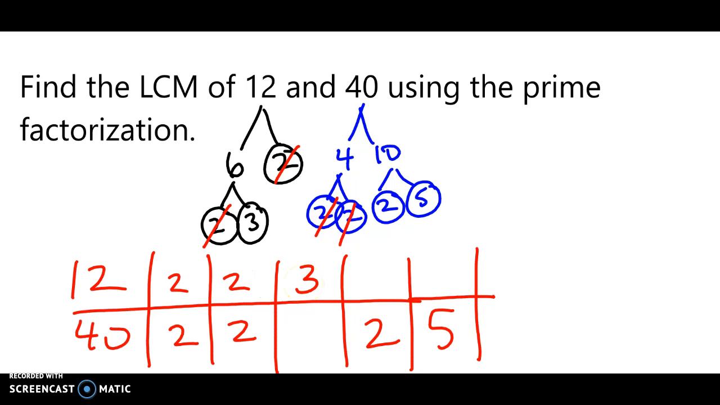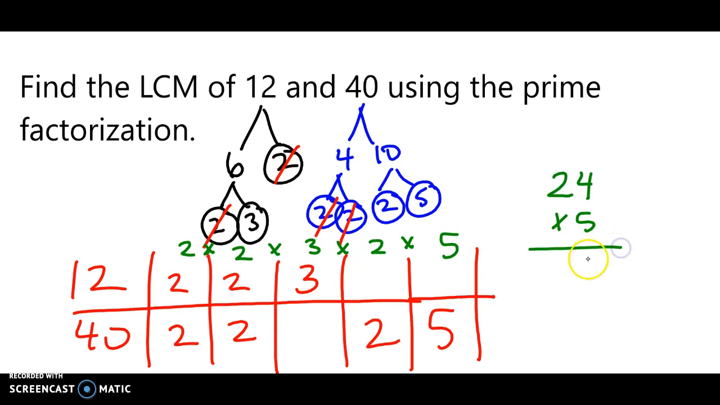Now, all we need to do is take what's in each column. 2 times 2 times 3 times 2 times 5. Notice that when there was overlap, I only took 1. So 2 times 2 is 4. 4 times 3 is 12. 12 times 2 is 24. And then we have to do 24 times 5. So the least common multiple of 12 and 40 is 120. It includes every part of both numbers, but only counts the overlapping numbers once.